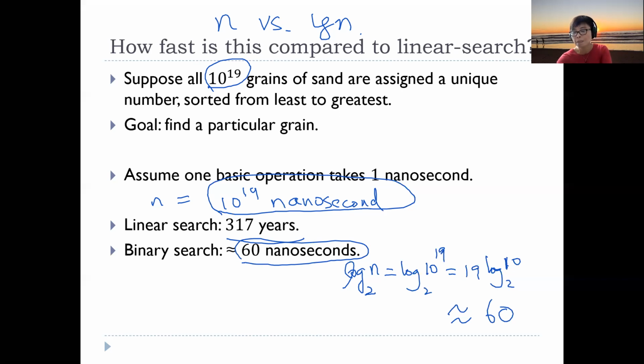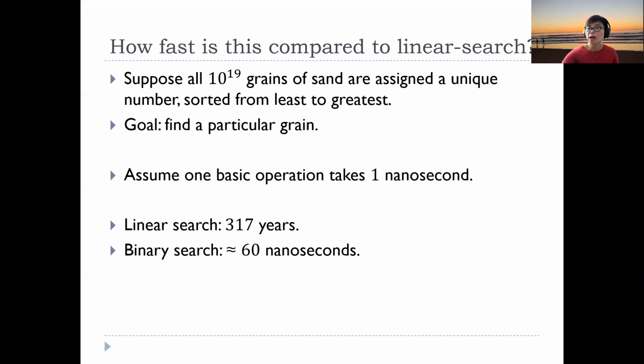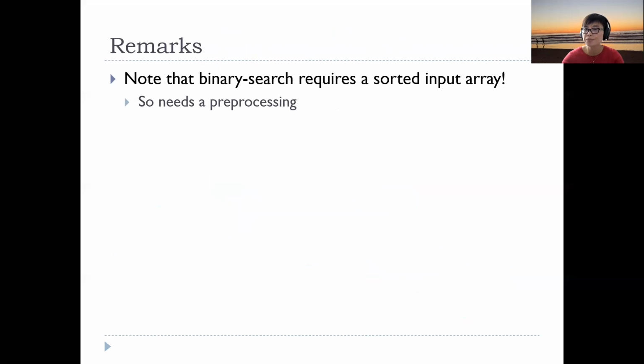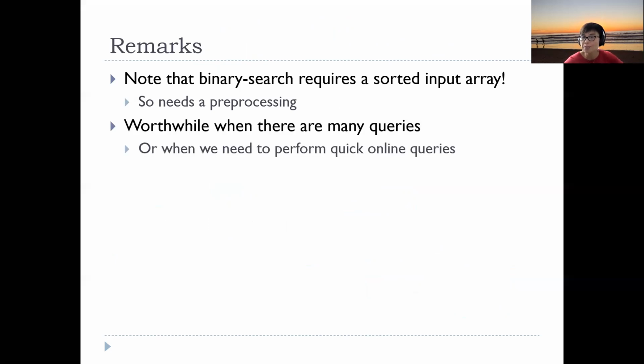That's why sorting really helps to improve the performance of the search, because now we can do binary search. But I do want to point out that to perform binary search, you cannot run it on any array. You have to run it on a sorted input array, so it does need pre-processing. But as we pointed out, this is worthwhile when you are going to have many queries, which is particularly the case when you have databases or when you need to perform online queries efficiently.